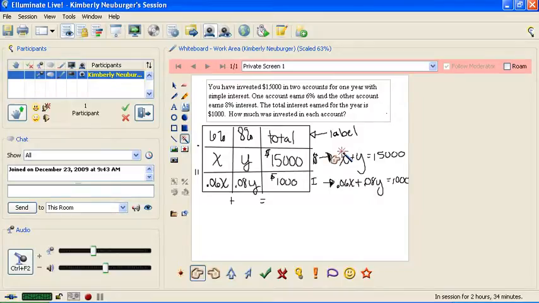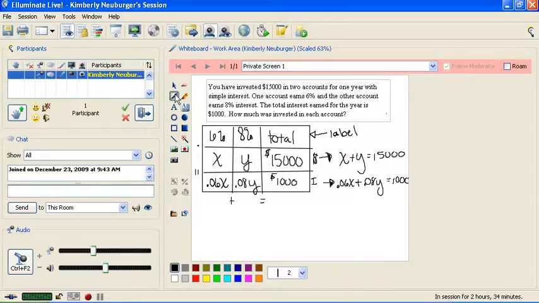This first equation would be very easy to solve for a variable in. We'd just either have to subtract x or subtract y from both sides. So what we're going to do is just choose which one we're going to solve for. I'm going to solve for x. To do that, I have to subtract y from both sides of the equation. That makes x equal to 15,000 minus y.